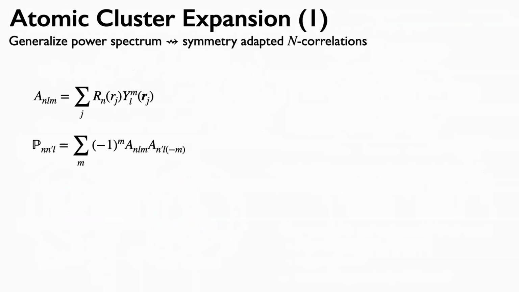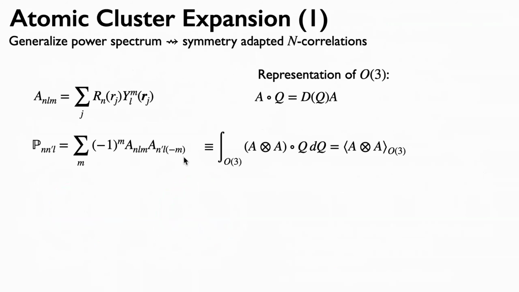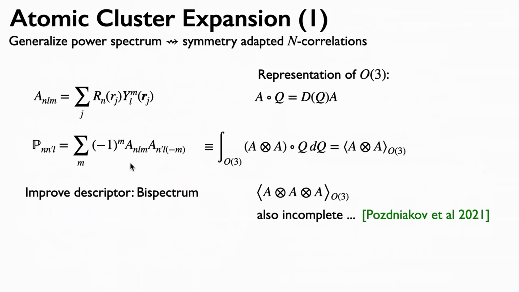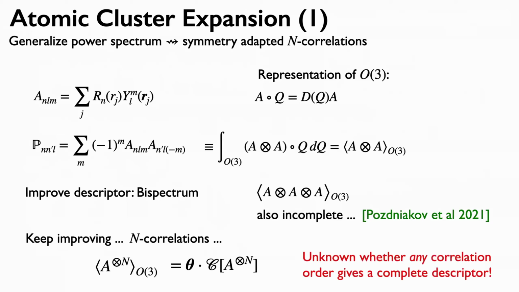You can add, for example, instead of the power spectrum, the bispectrum. So the power spectrum, you can think of as symmetry-adapted 2-correlations, and the bispectrum as symmetry-adapted 3-correlations. Turns out this is also incomplete. Again, you can find examples where it doesn't fully describe the geometry. You can go to n-correlations. Nothing is known about that.